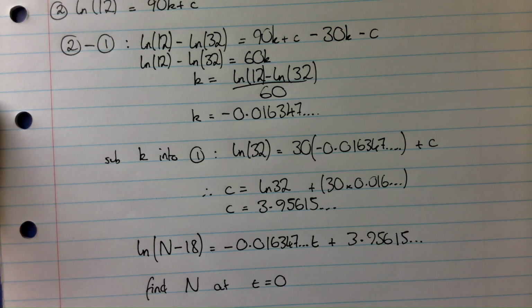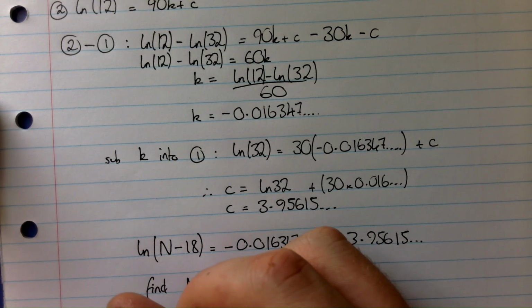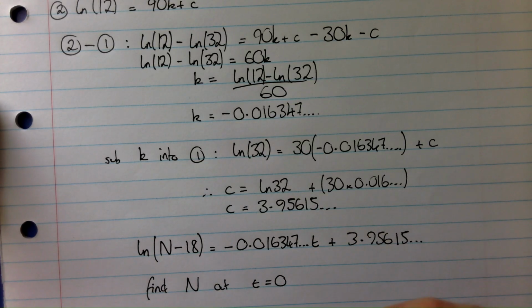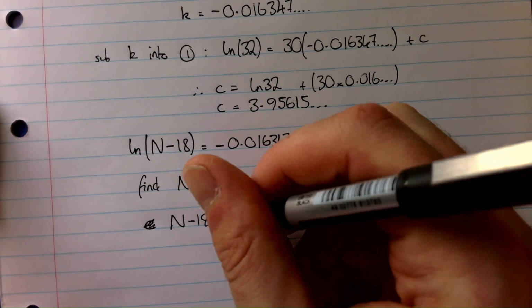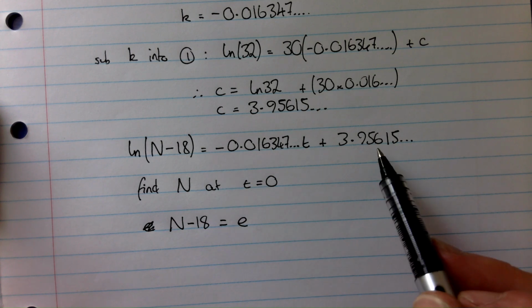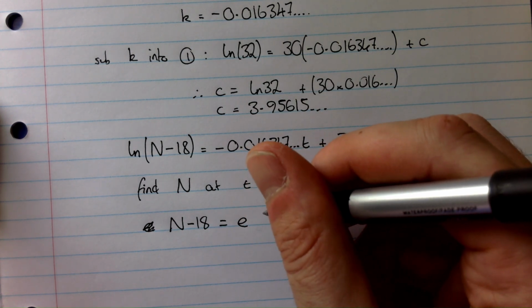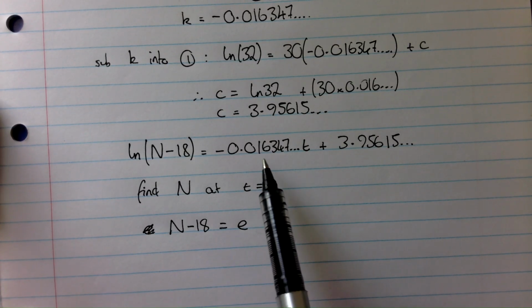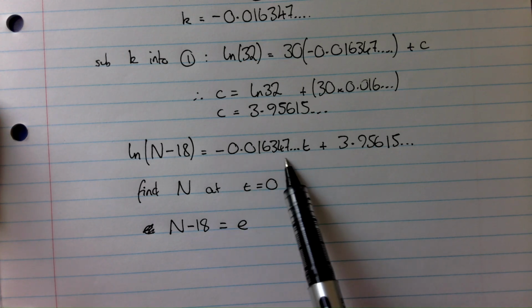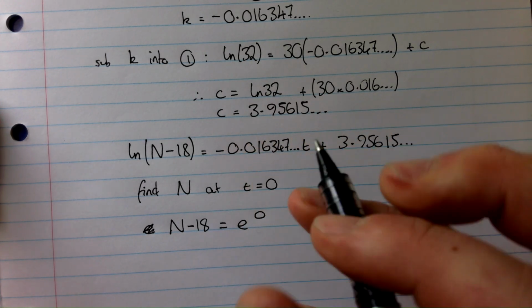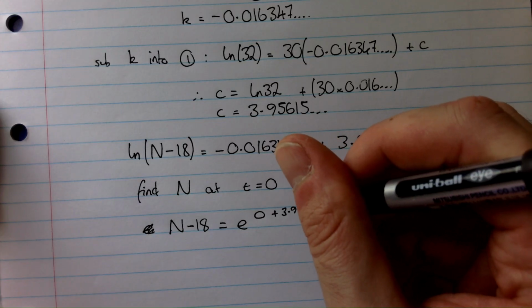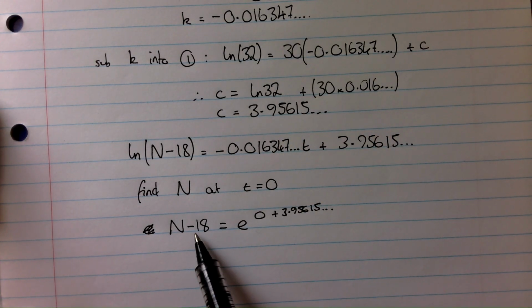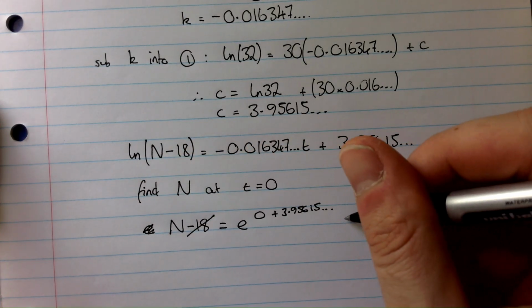And so that's what we shall do. Now we want to get n on its own, so I'm going to put everything to the power of e. Everything to the power of e means that the natural log just becomes n minus 18 equals e to the power of, and because t is 0, this entire term becomes 0. So 0 for the first part plus 3.95615. Now, I want to find n on its own, so I'm going to add 18 to both sides.